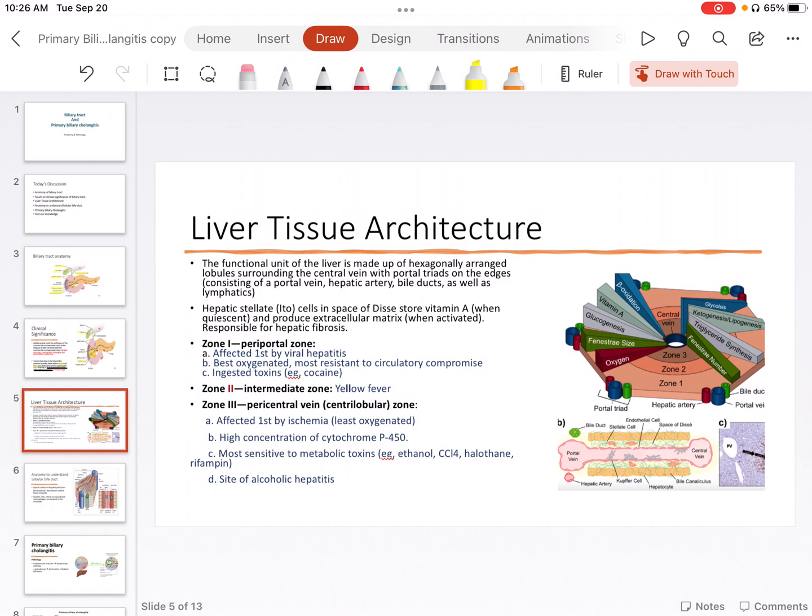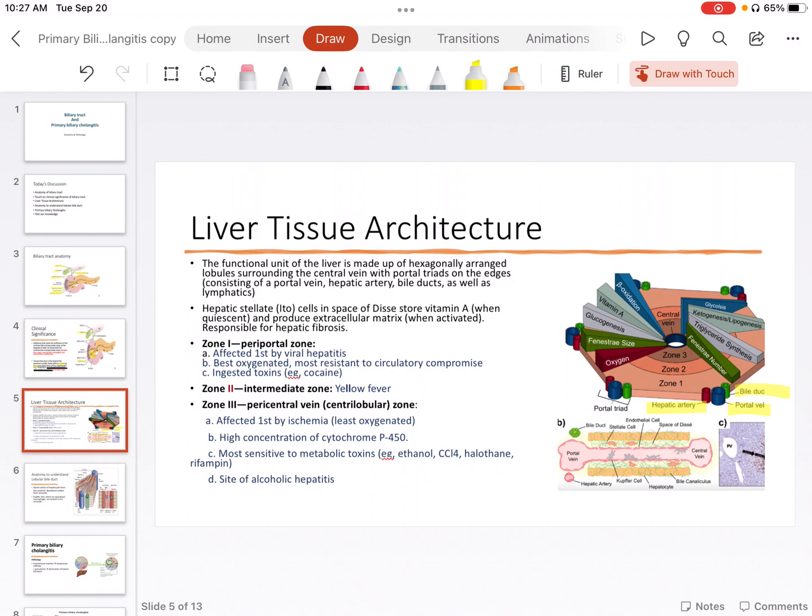It is very important to understand liver tissue architecture in order to understand the problems in zone 1 of the hepatocyte, which is a liver cell, the problems in zone 2 and zone 3. In addition to that, this diagram also gives us a very nice picture of the anatomy of the hepatocyte. It also familiarizes us with the location of the hepatic artery, portal vein, and bile duct.